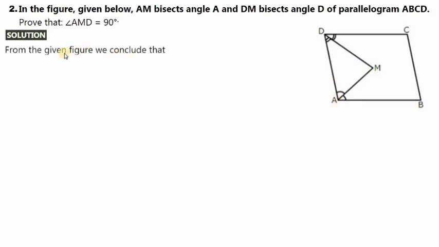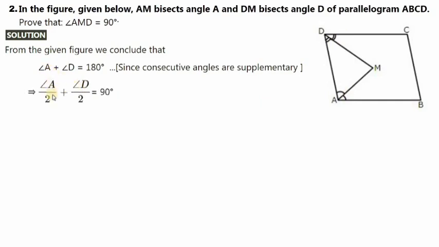Okay, now from the given figure, what we can conclude is, since this is a parallelogram, we know that the sum of the adjacent angles, that's angle A plus angle D, will be equal to how much? 180 degrees, isn't it? Right? Now let me divide both sides by 2, because we have to bisect both angle A and angle D. Since you are bisecting, you have to divide by 2. So when you divide both sides by 2, you get A by 2 plus D by 2 equals 180 by 2, which is 90 degrees. I hope this is clear.